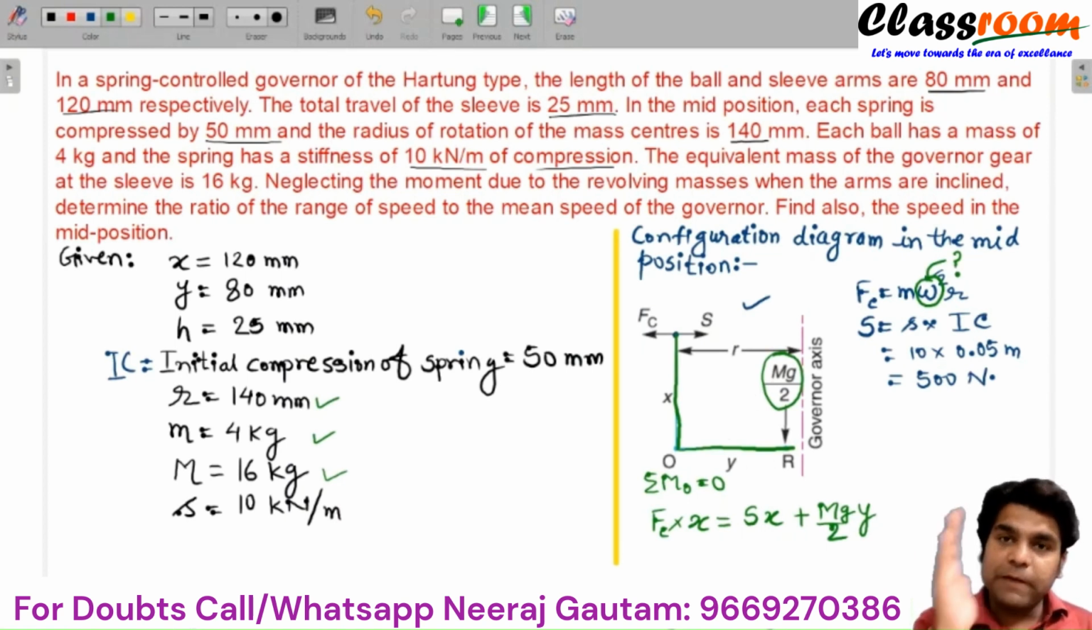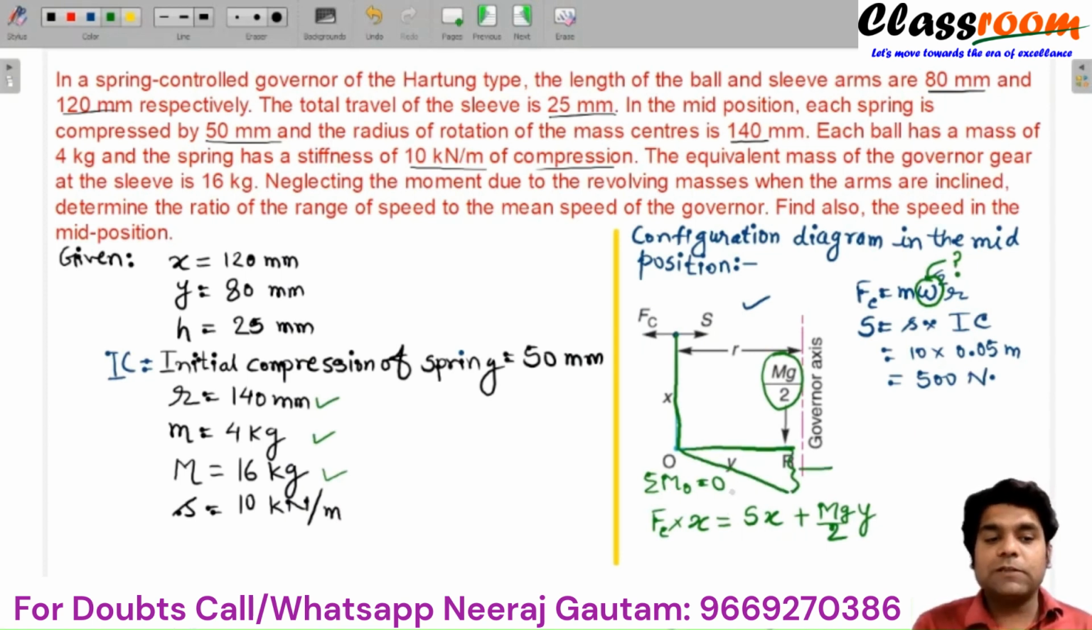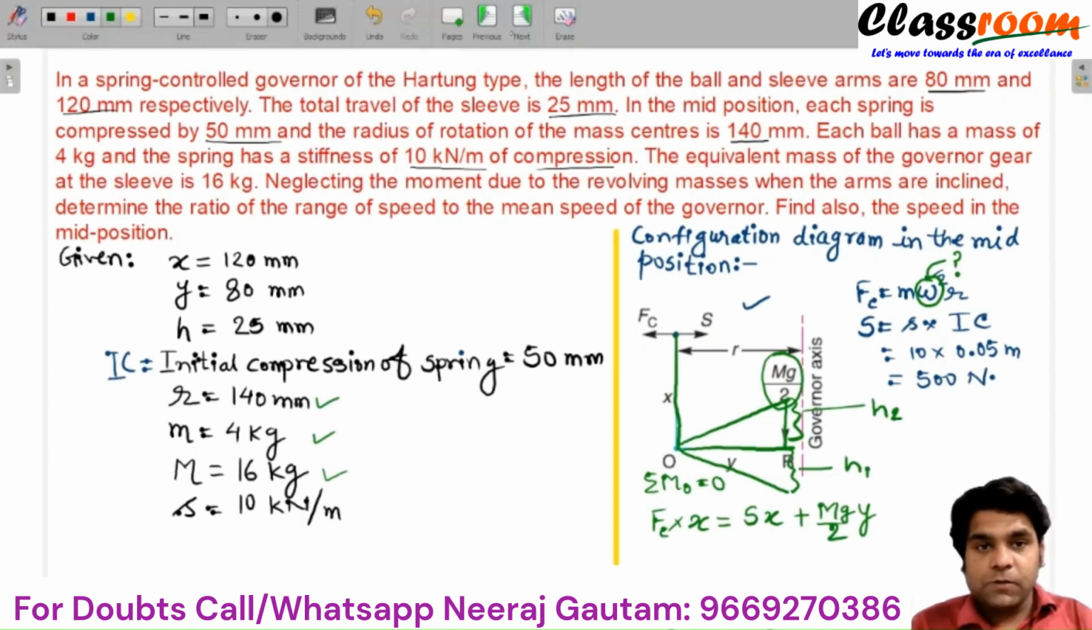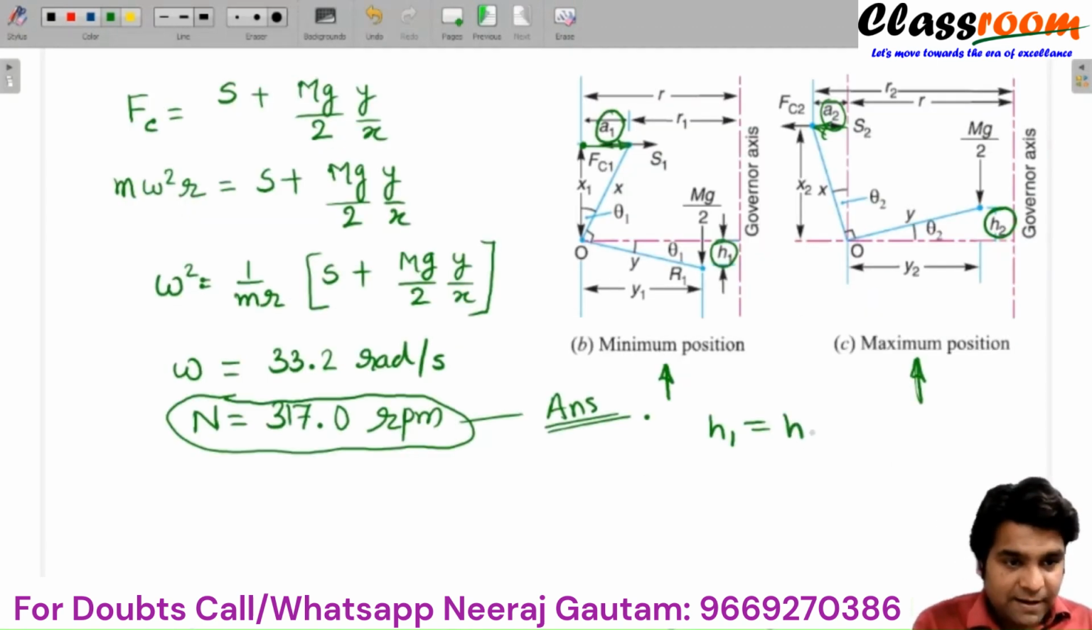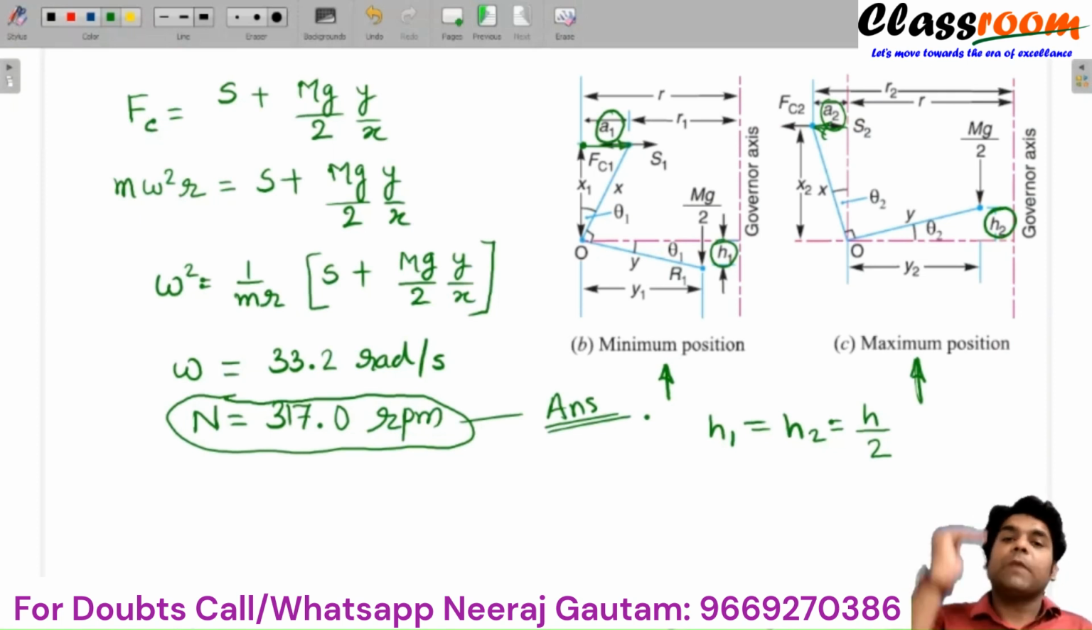Now if this is the mid position configuration, definitely half the sleeve lift we will get below this configuration, and the remaining half of the sleeve movement or lift we will get when the speed increases from this configuration. So this is H2 and this is H1. From this analysis we can write here that H1 is equal to H2, which is equal to half of the total sleeve motion between the minimum and maximum positions. So this is the value of H1 and H2 for both configurations.